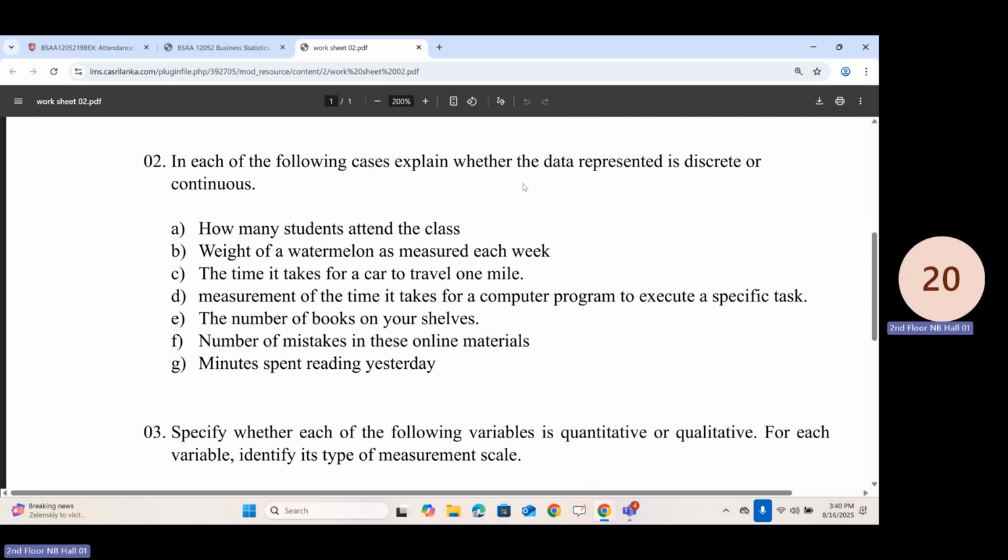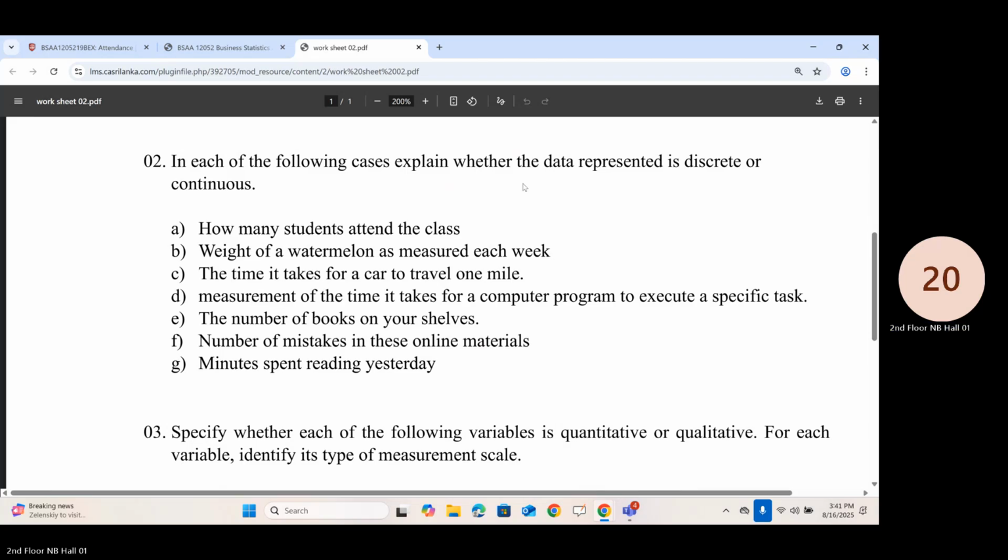Okay, shall we discuss? First one, how many students attend the class? Discrete. Right? We can get clearly separated values. Weight of a watermelon as measured each week, continuous. The time it takes for a car to travel 1 mile, continuous. Time, no? We can say hours, minutes and seconds.